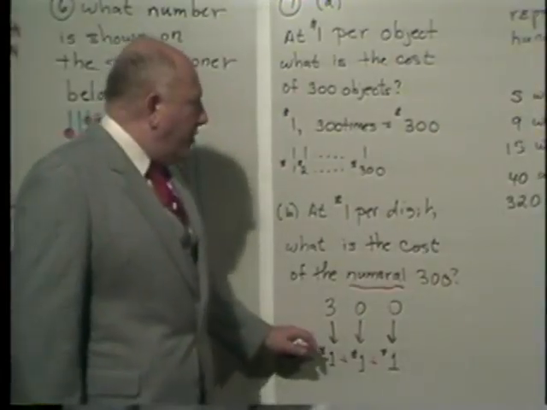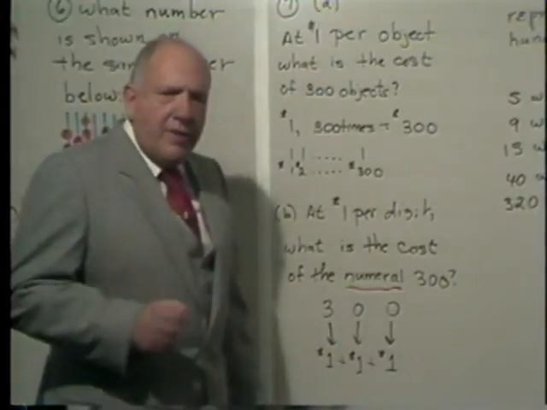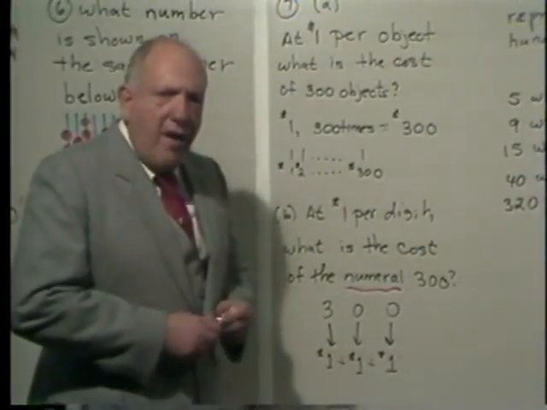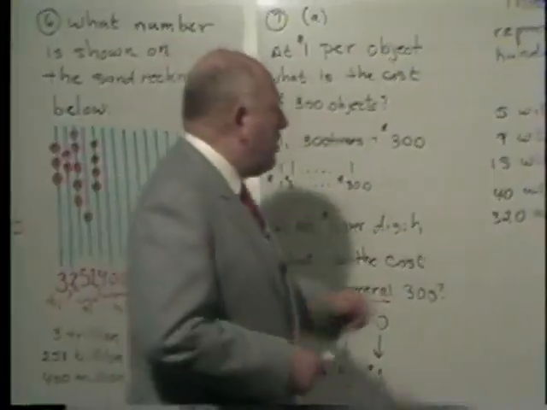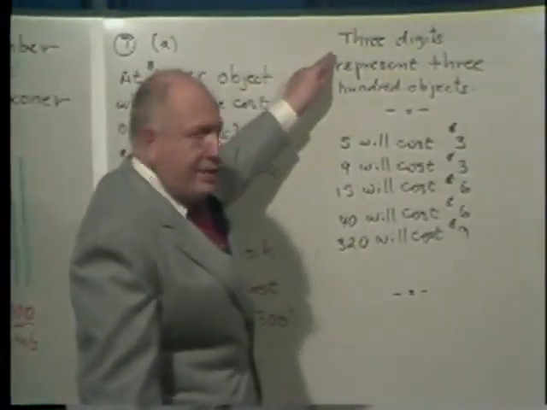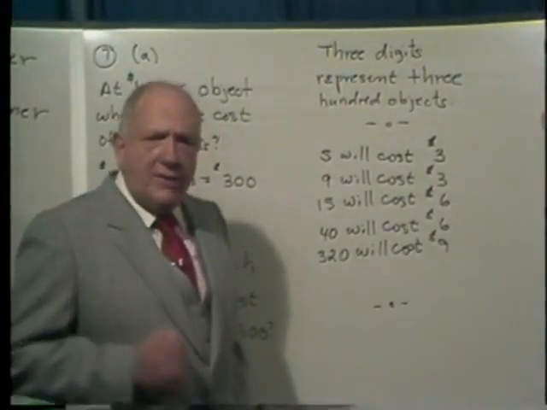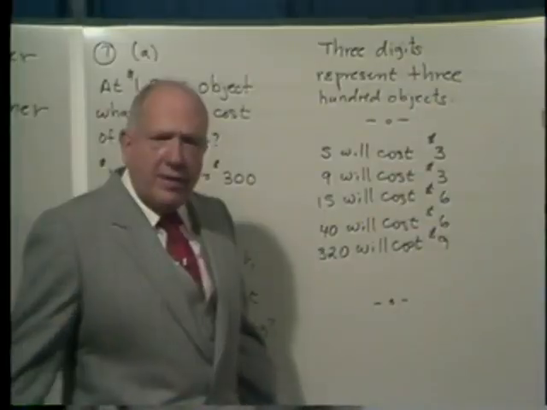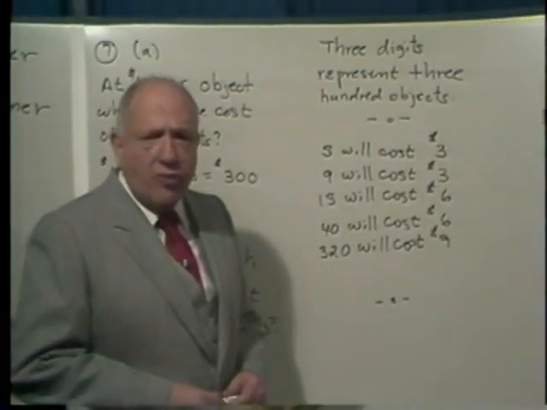And the thing that I want you to see over here is that this number represents 300 objects, but I can represent it by using just 3 digits. In other words, by the use of 3 single digits, I can represent 300 objects. And that's the beauty of place value. This is nothing compared to some of the numbers we'll be talking about later in the course, or in fact, later in this module, actually.